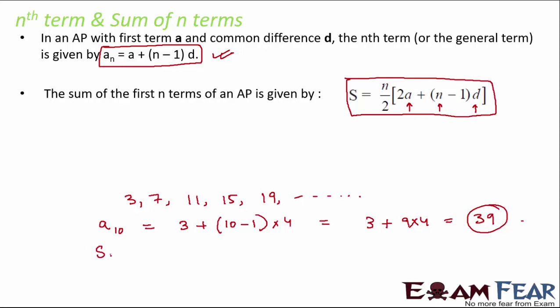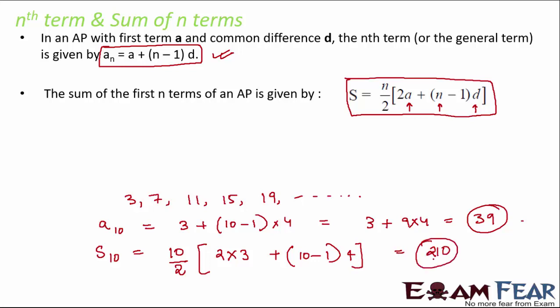Similarly, if we want to calculate the sum of the first 10 terms of this AP, in that case S10 will be equal to 10 by 2 into (2 into a, where a is 3, plus (10 minus 1) into 4). I have just put values in this formula. So this comes out to be 210. I'm not getting into the calculations. You can do it yourself. So 210 is the sum of the first 10 terms of this AP.